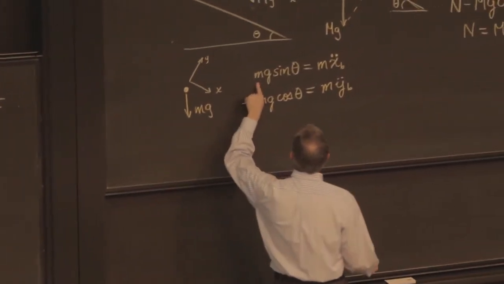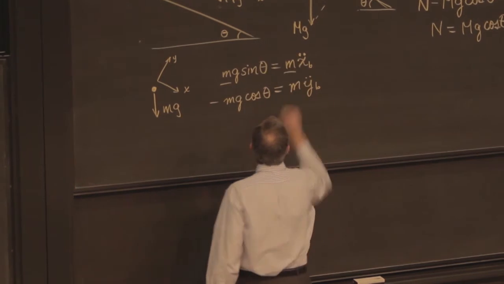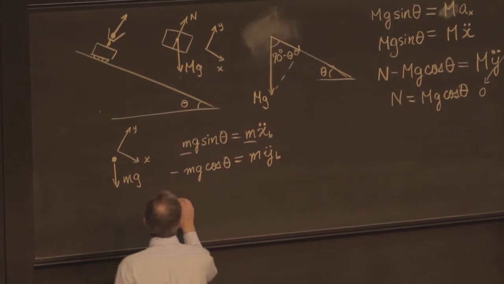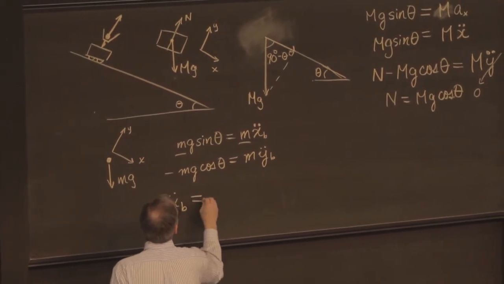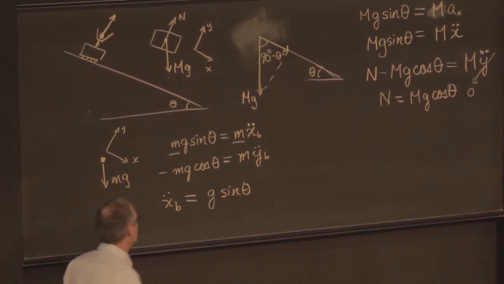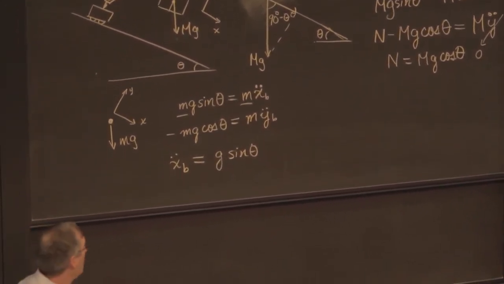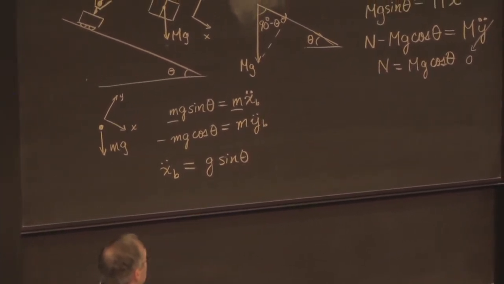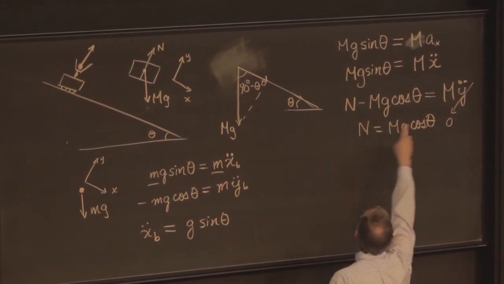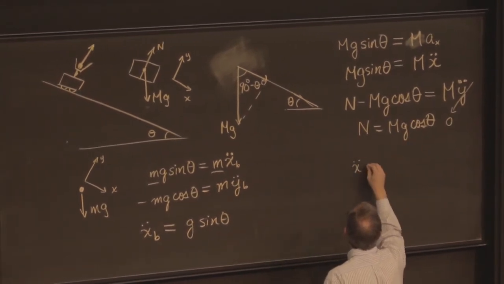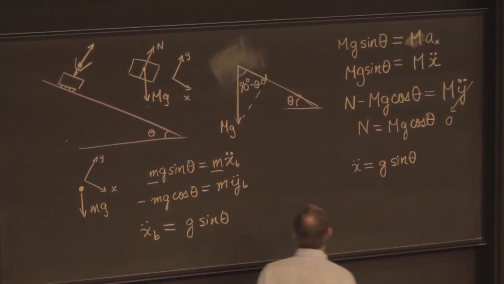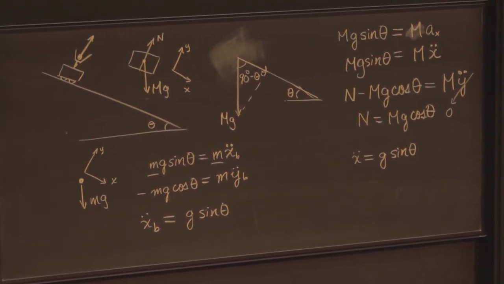So from this equation, I can see that the mass is irrelevant, and I get that the acceleration of the ball is equal to g sine theta. That's what it does in the x direction. What happens to the cart? Well, over here, I can cancel m, and I have x for the cart, double dot, equal to g sine theta. So the acceleration in the x direction is the same.